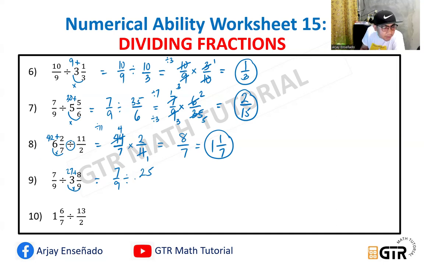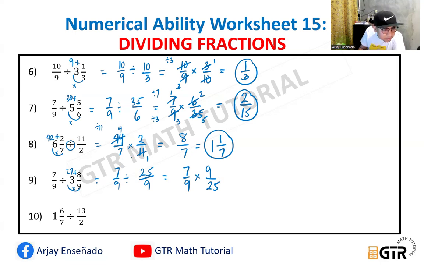Okay, so 25 over 9. Okay, so next, 7/9. So just copy. Division will become multiplication and then 25/9. So reciprocal. So we have 9/25.